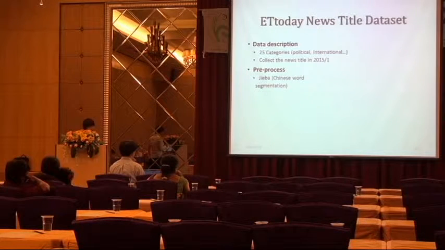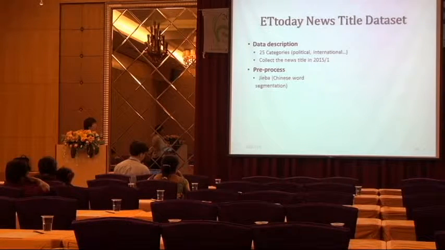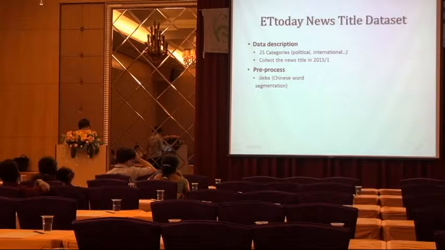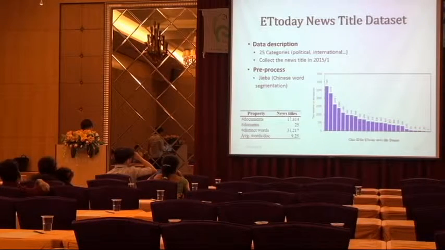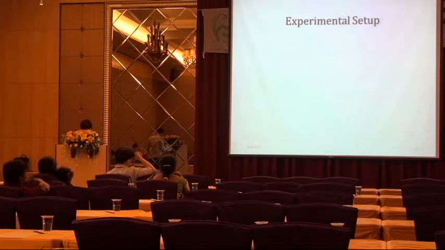And the next one is the news titles, which are Chinese news titles, and they have categories like political, international, entertainment, just like normal news titles. And because it's Chinese, we use a Chinese word segmenter. It's about 20,000 documents and 25 domains.